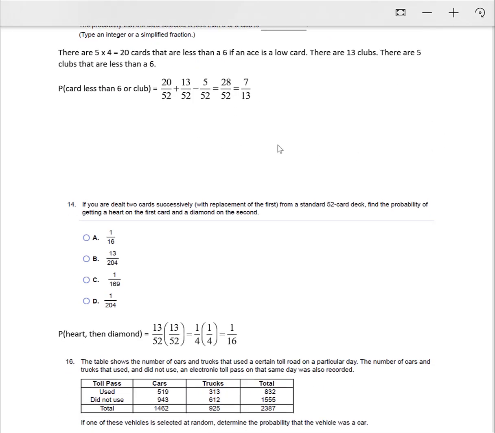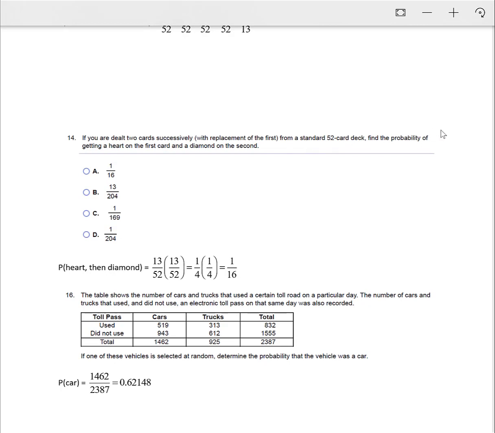And we're going to stay right here again on number 14. If you are dealt 2 cards with replacement of the first from a standard 52-card deck, find the probability of getting a heart on the first card and a diamond on the second card.